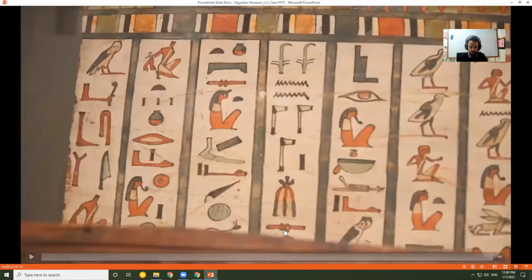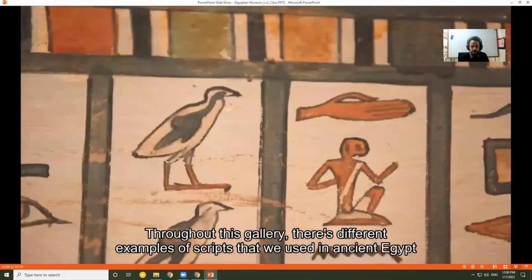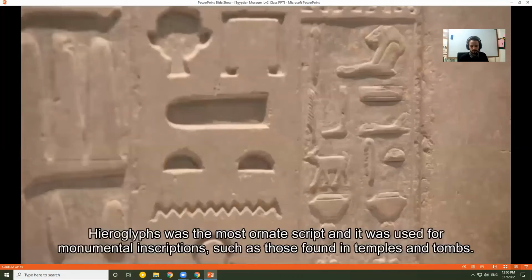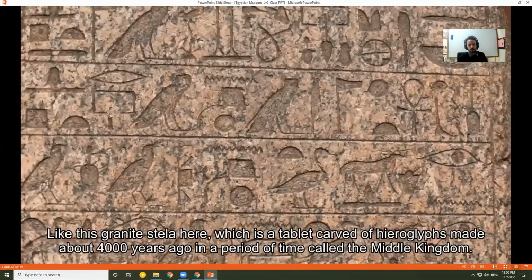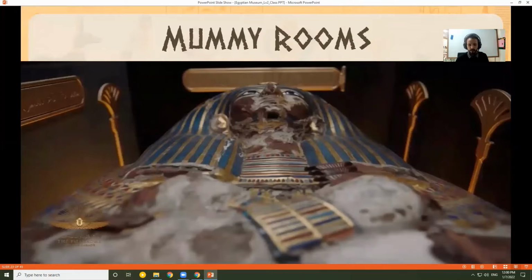All right, let's learn a little bit more about these. Through ancient Egypt, work right through to most ornate scripts, and it was used for tombs like this granite ceiling here, which is a period of time called. All right, so they were used in important buildings and important places thousands of years ago.